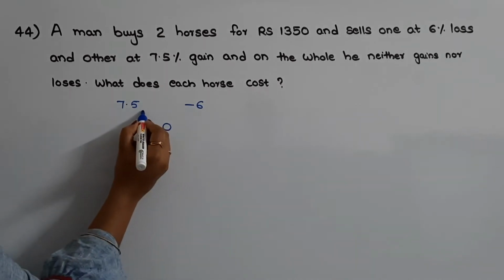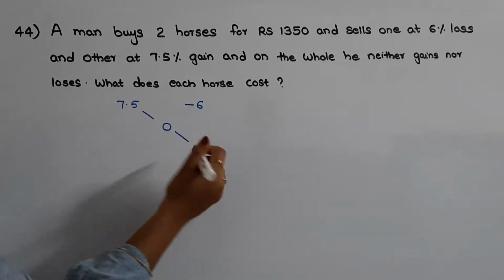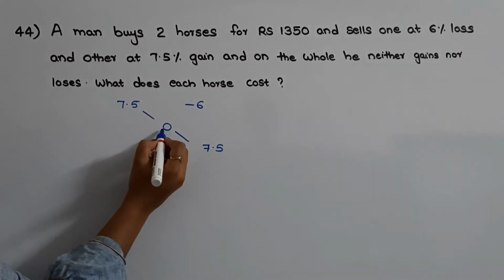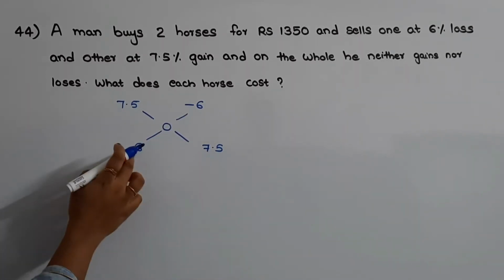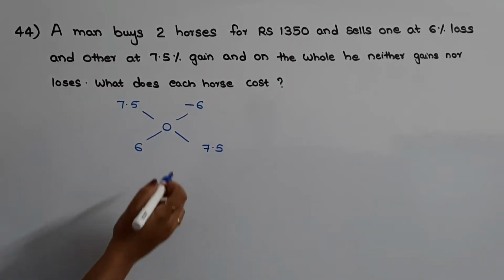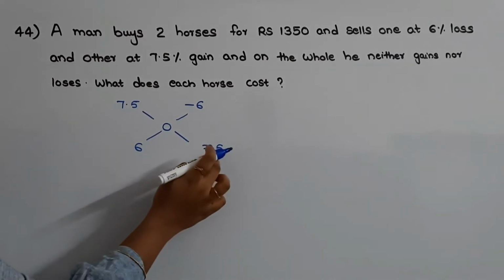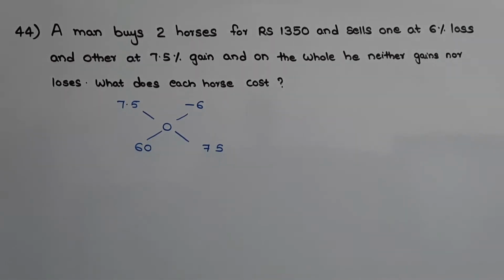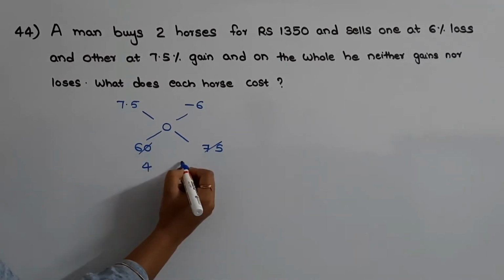Now we need to do the subtraction. So 7.5 minus 0 is 7.5 and 0 minus of minus 6 is 6. You need to do the subtraction in such a way that you get a positive value here after the subtraction. Now let us take the ratio of this both. First let us avoid the decimal part. So for that, multiply this both by 10. Now take the ratio. So this will be equal to 4:5.